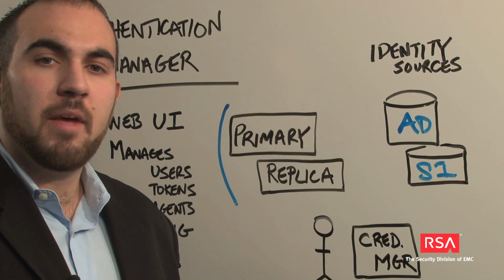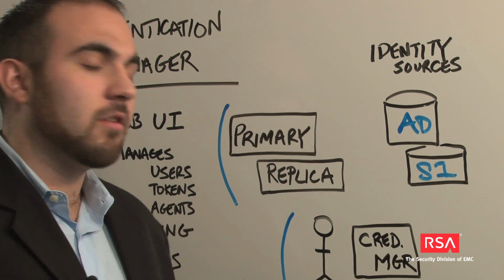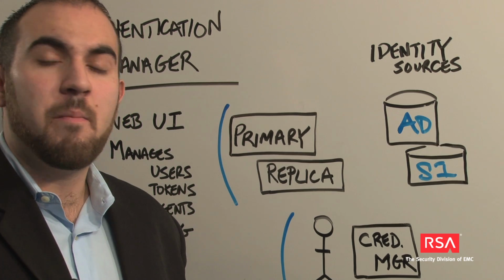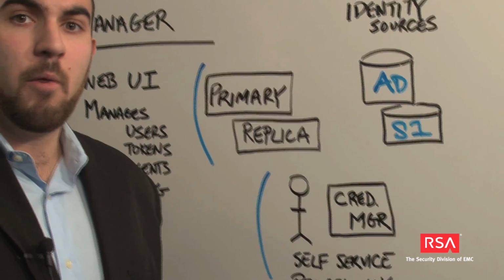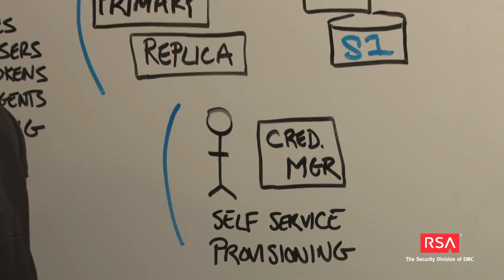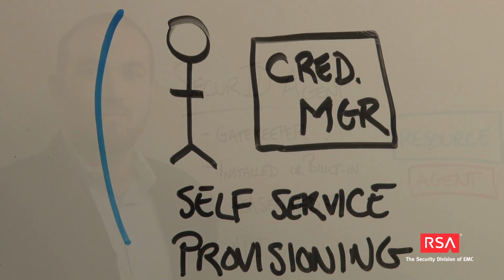And finally, I want to mention an important component included within Authentication Manager called Credential Manager. This can be used to allow users to manage things like self-service tasks, such as PIN resets, emergency access, troubleshooting your token, and even requesting things like accounts, group memberships, and Secure ID tokens.